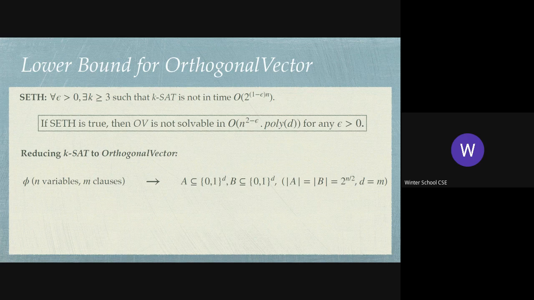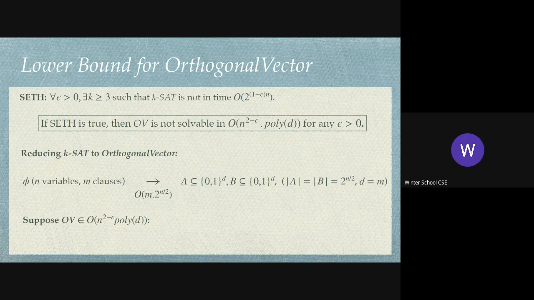Okay. So we will have this reduction, and we will do it in time m times 2 to the n by 2, right? And of course, this reduction should satisfy that phi is satisfiable if and only if there exists a pair of orthogonal vectors in A and B. Okay, so before we see the reduction, let's settle here that suppose we have this sort of reduction, then this is the proof we want to prove. So we'll be proving the contrapositive of this statement here, right?